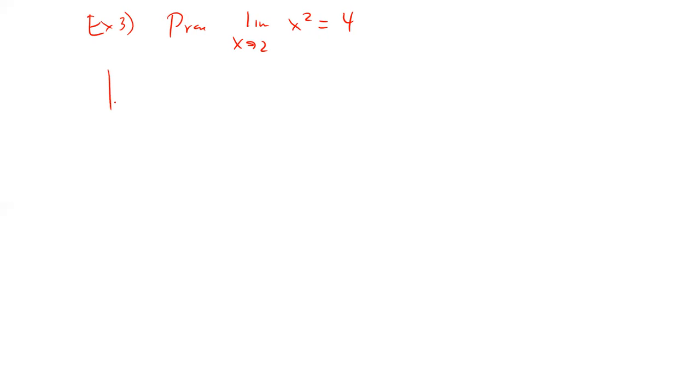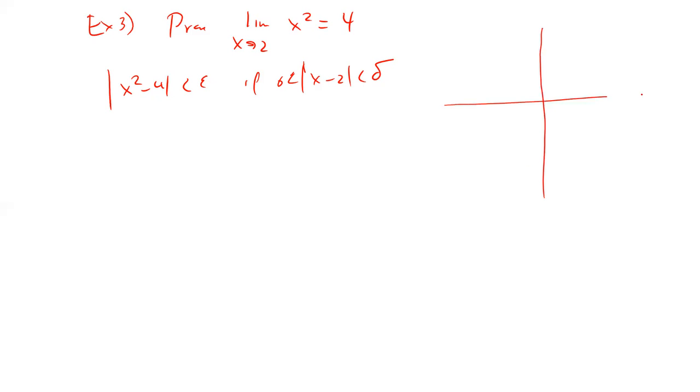So the setup is, let's see, the absolute value of x squared minus 4 is less than epsilon if 0 is less than the absolute value of x minus 2, which is less than delta. Are we good there? I think we're good there. Okay, let's do a graphic here. Let's see what we get. x squared looks like this, and we'll place 2 right over here. That's not drawn to scale.